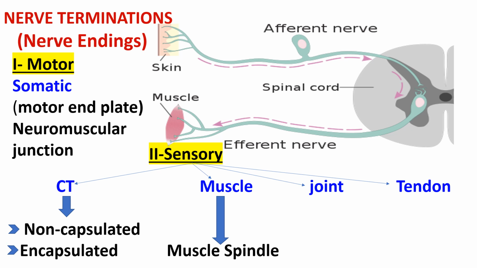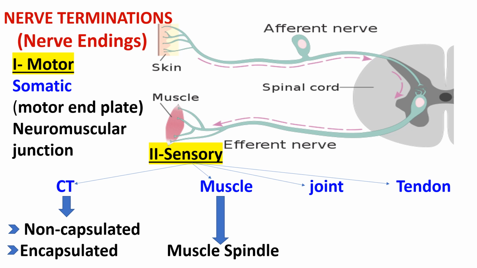Now we are moving to another part of the lecture, which is about nerve terminations. We finished myelination and types of nerve fibers. We are going to start discussing the nerve terminations or nerve endings.